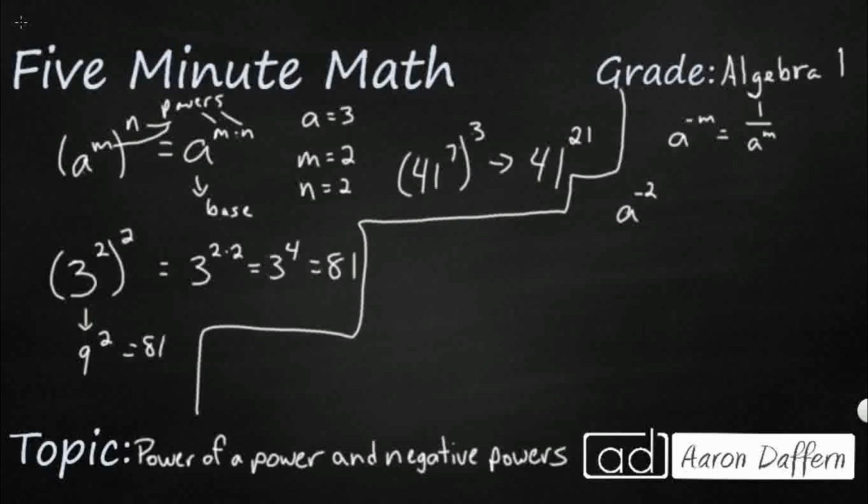All that means is we're going to find its reciprocal, but then we keep the power the same. So 1 over a squared is what that means. And when we see a negative power, we use the reciprocal.